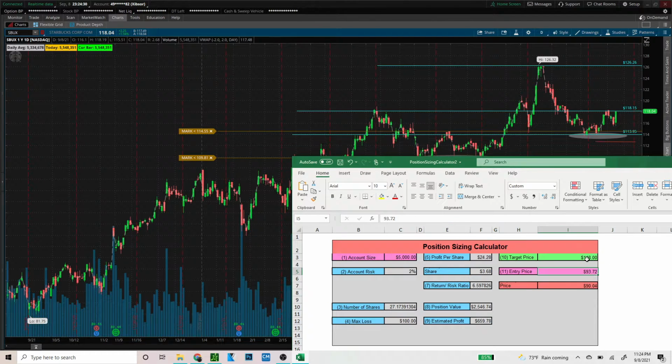Let's do 117.50 to be conservative. 117.75 will be our target. The entry price we said we're looking at, based on the two bounces right here, we're looking at 114.55. And the stop loss we said was going to be at 112.8.